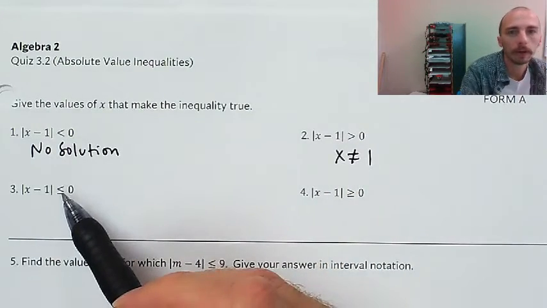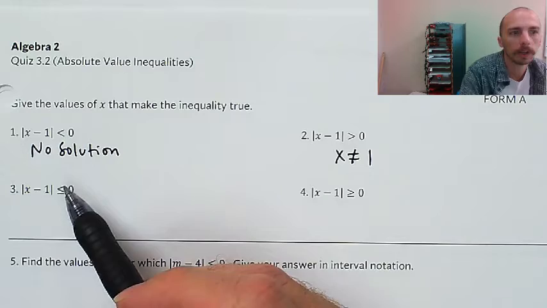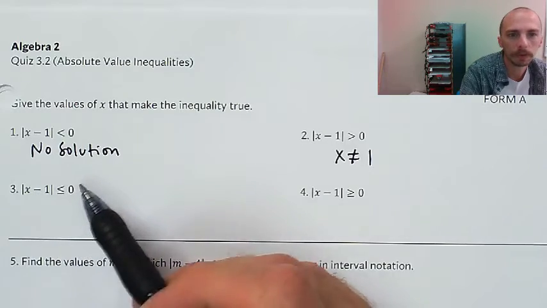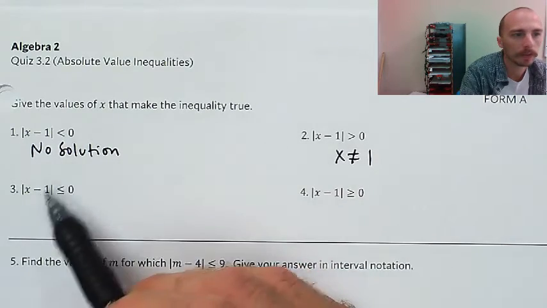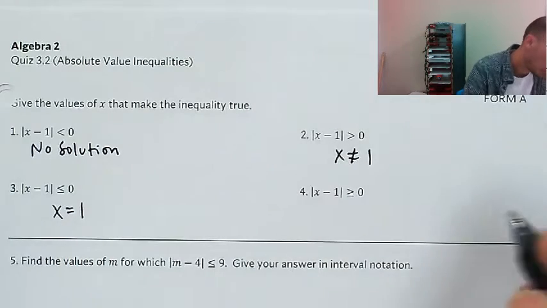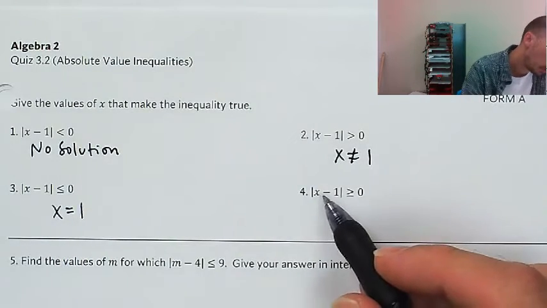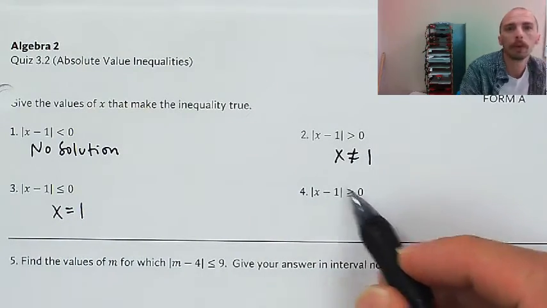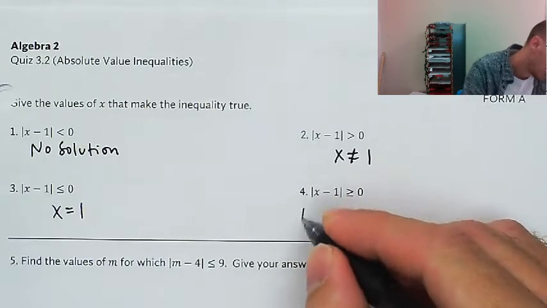Okay. Less than or equal to 0, well, that's pretty much never, except for when that absolute value would equal 0. And we see that absolute value would equal 0 when x is equal to 1. So this is x equals 1 only. And then over here, absolute value of 4x minus 1 is greater than or equal to 0. That's always, all real numbers.